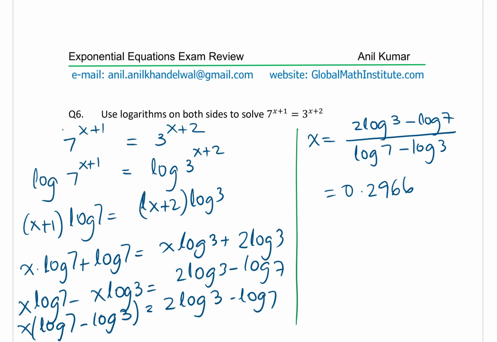Now let's write down this answer to three significant figures. So we get 0.297 as our answer. Correct? So that is how you could actually solve the particular question. So I hope that makes sense, right? So I'd like you to once again check your solution.